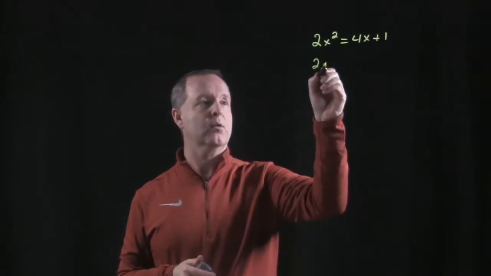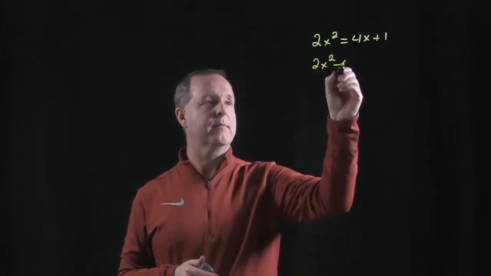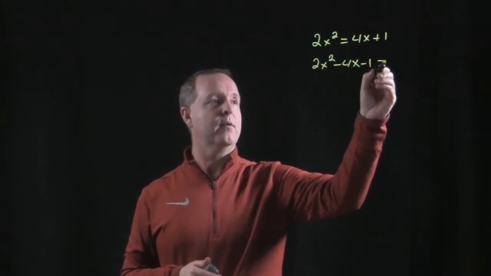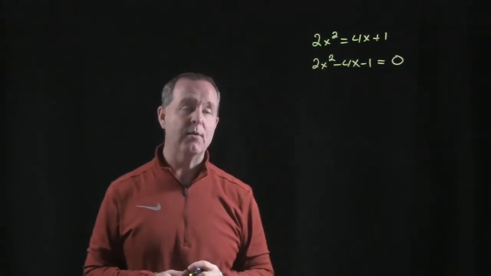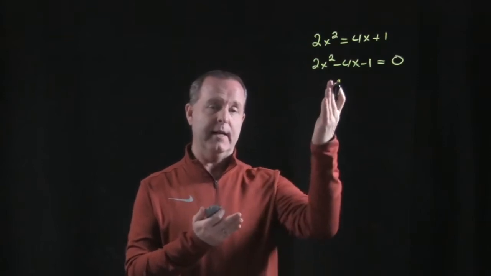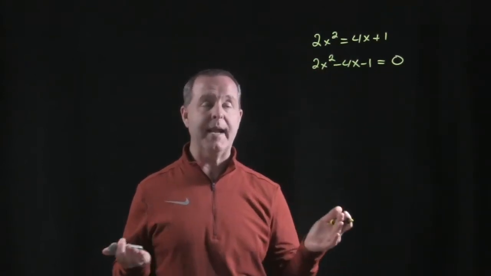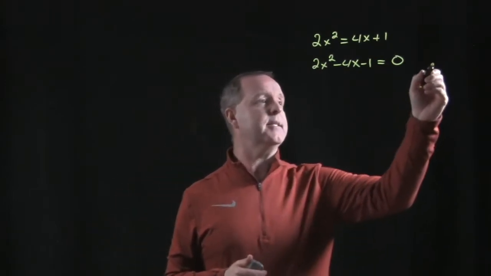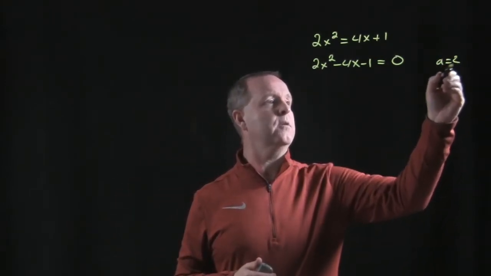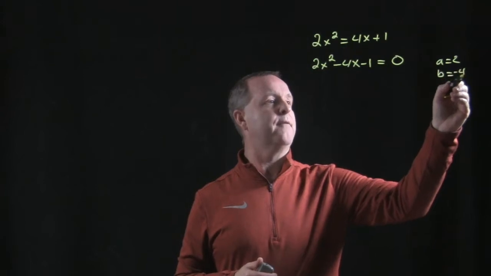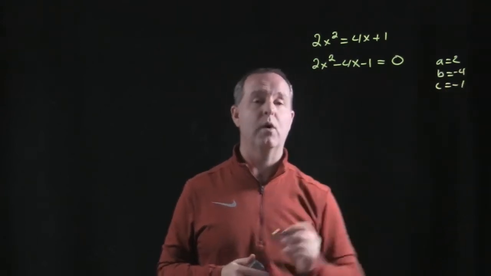So I have a 2x squared, subtract 4x from both sides, subtract 1 from both sides, and now I was able to rearrange that initial offering into our standard quadratic expression where I'm able to identify my a, b, and c's. So a equals 2, b equals -4, c equals -1.